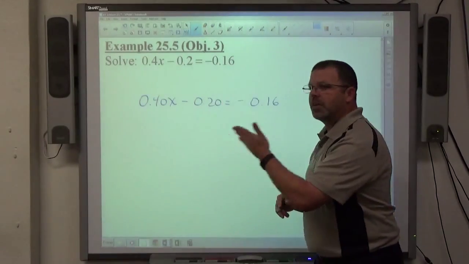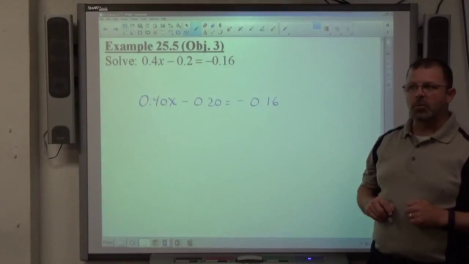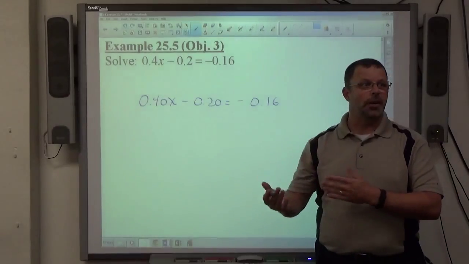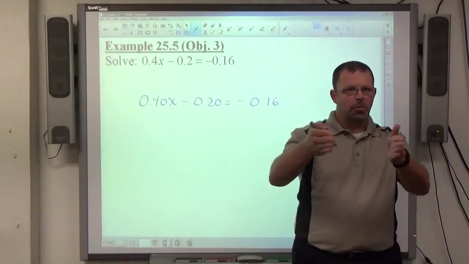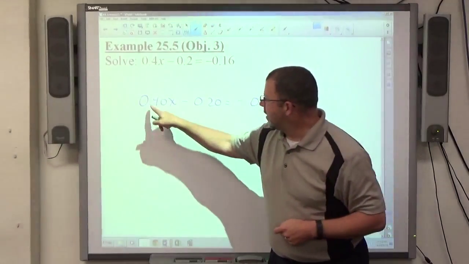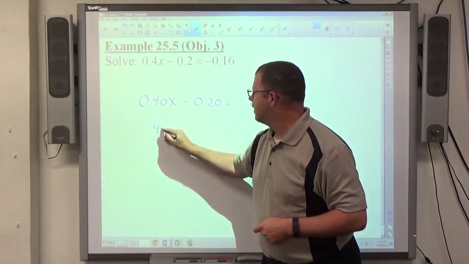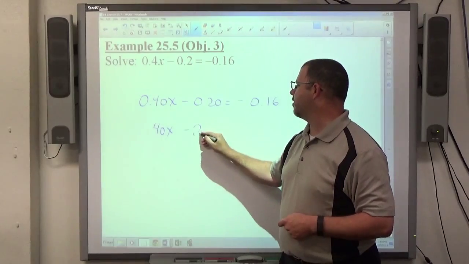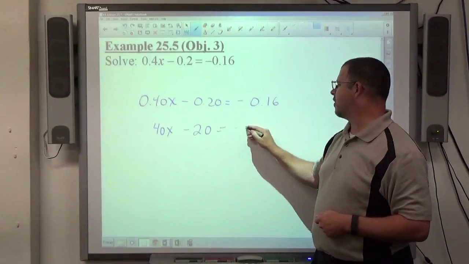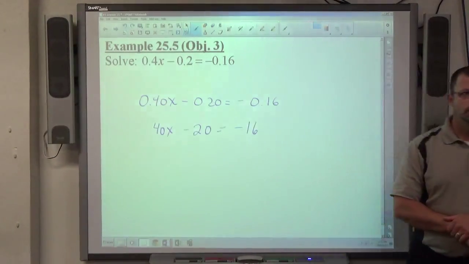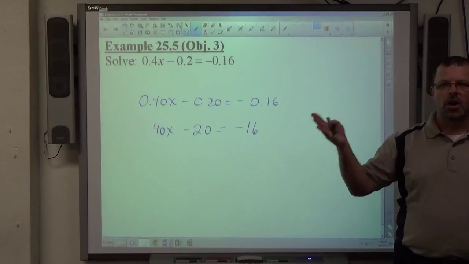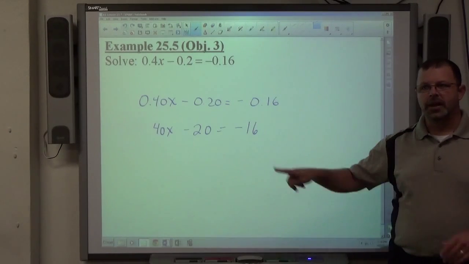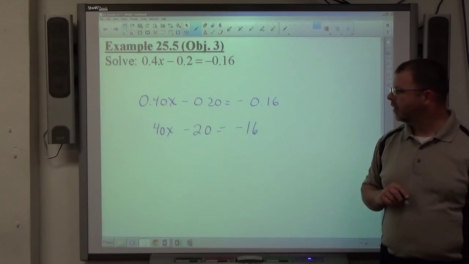Alright? Once everything has the same number of decimal places, I'm going to multiply by whatever power of 10 it takes to get rid of the decimals, in this case 100. Multiplying by 100 moves all the decimal points two spaces right. So move that two spaces right, I get 40x. Move that one two spaces right, I get minus 20. Move this one two spaces right, I get negative 16. Another way of thinking about that is just drop off the decimals. Once they all have the same number of decimal places, all the decimals drop off and you're left with a whole number or integer equation.